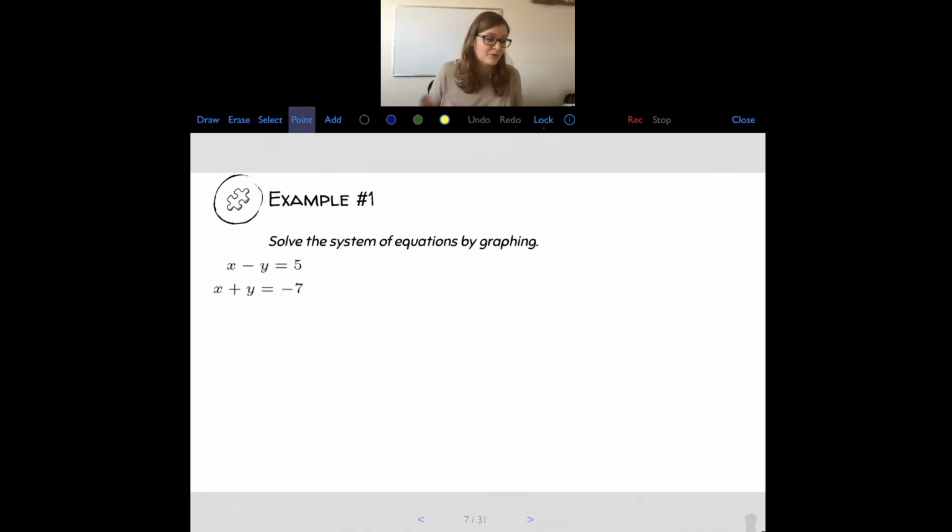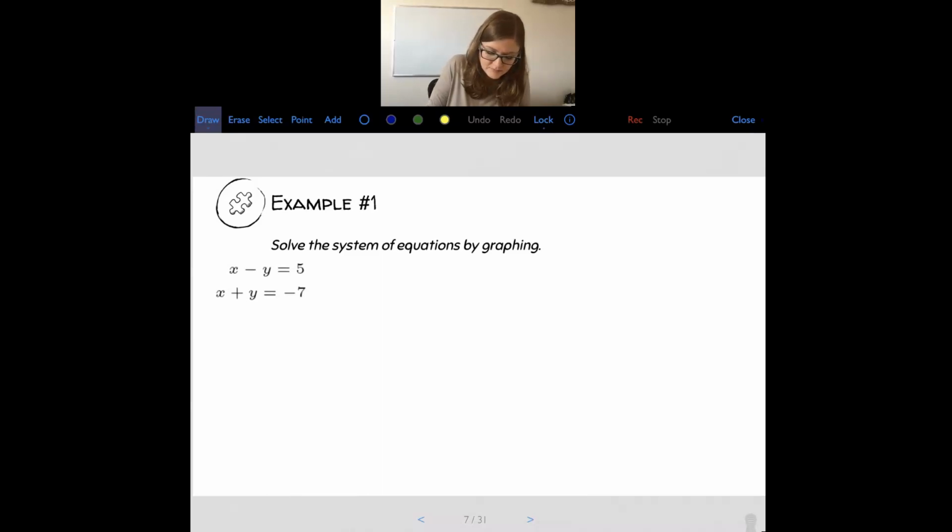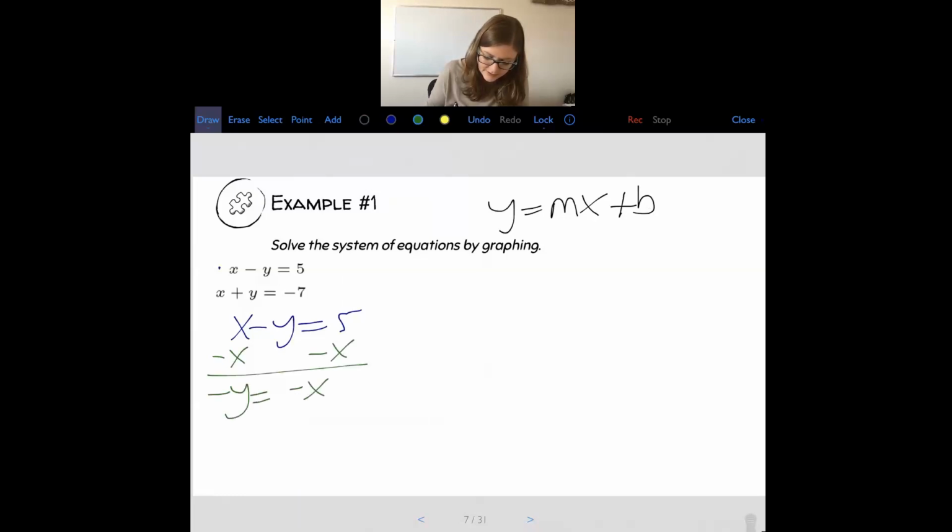On this first slide, I'm going to just get them into slope-intercept form, and then on the next slide, we will graph them. Okay, remember that slope-intercept form is y equals mx plus b. For this first line, I'm going to write it down below. We want it solved for y, so I'm going to move x to the other side. So I have negative y is equal to negative x plus 5, and then we'll divide by negative 1 to get y is equal to x minus 5. So this is the first line.